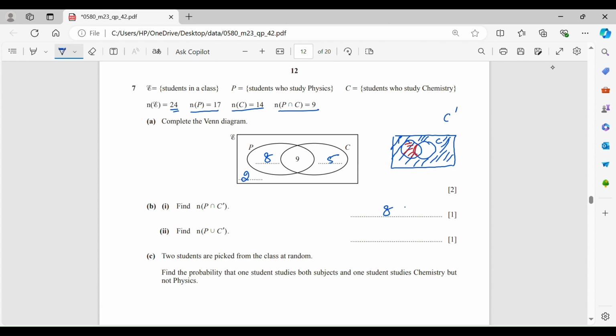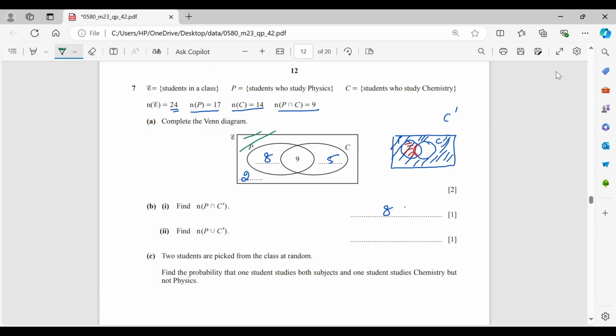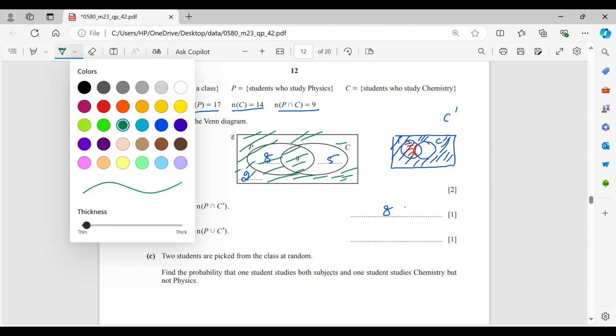And the number of students with P union C complement. So union with C complement means we have to add C complement with P. So that will be 8 plus 9. Here it will be this portion, right? I will change my color so that this will be this whole union. This means 8 plus 2 plus 9, which is 19. So our answer is 19 for this, right?